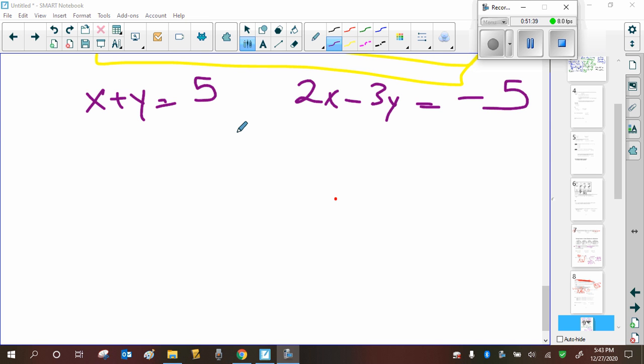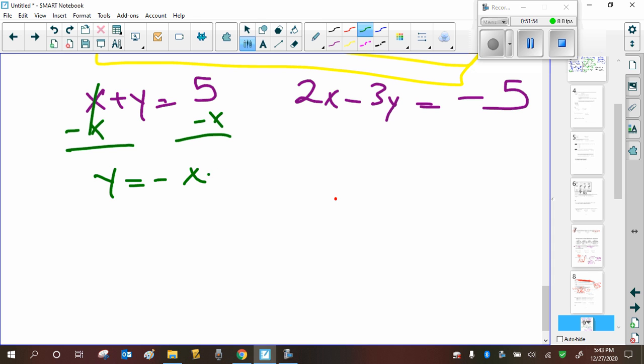Good for us. We're done. You'll have some homework, so hopefully you have some extra time after we do this. But here, it doesn't matter if you solve for x or y. Last time we solved for x, so this time let's solve for y. We get y equals negative x plus 5. That's what we're going to put into this equation wherever we see a y.